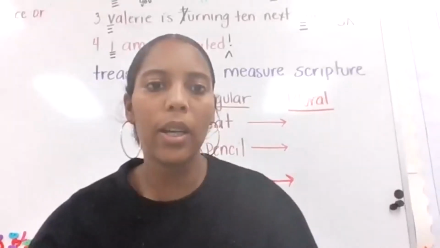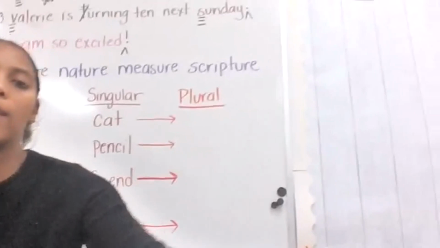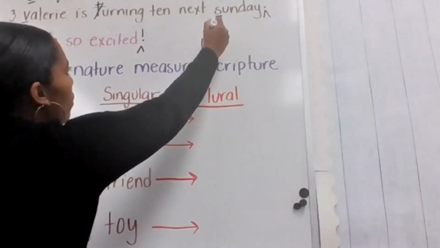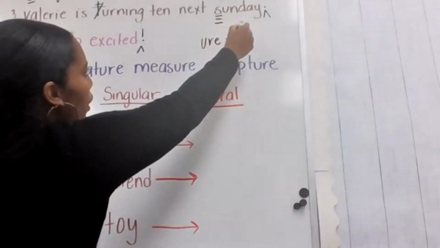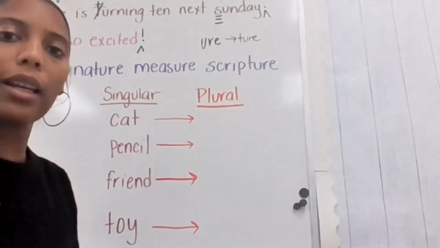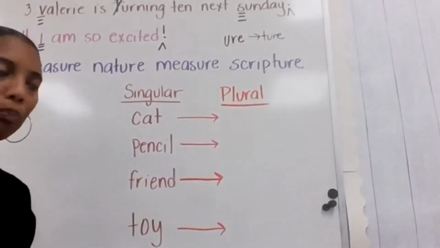All right, so that is phonics chart 13. So today we're going to move on to two sounds off of chart 13, which are URE, like in pure, and TURE, that says chur, like in pasture.